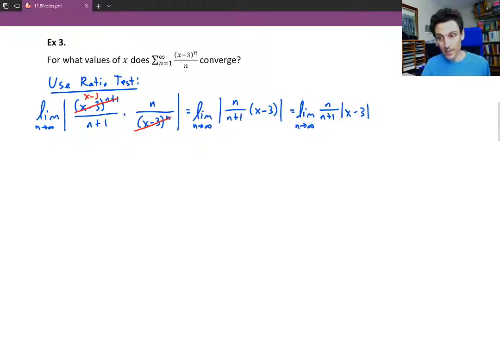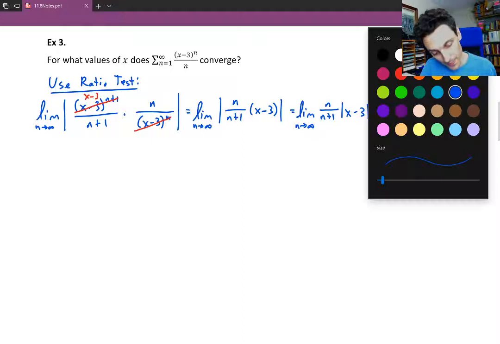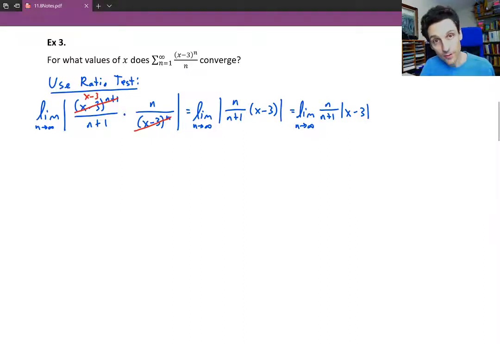Now when we take the limit as n approaches infinity, notice what happens to the n over n plus 1. What does that approach? If you said 1, then that's correct. To convince yourself, you could divide the top and the bottom by n, and you'll get 1 over 1 plus 1 over n, which approaches 1 as n approaches infinity. So as n approaches infinity, that's what the n over n plus 1 is approaching.